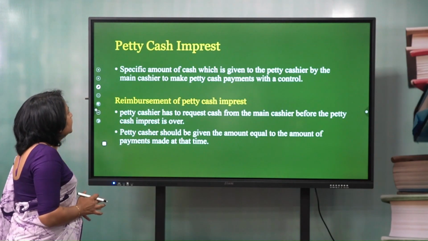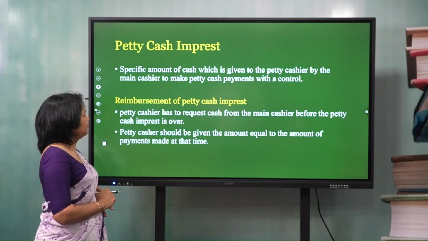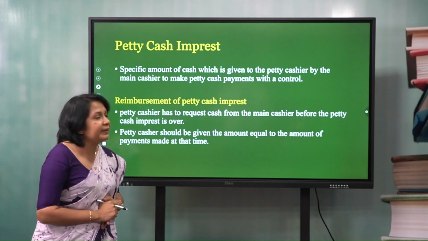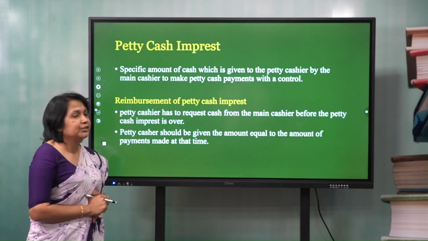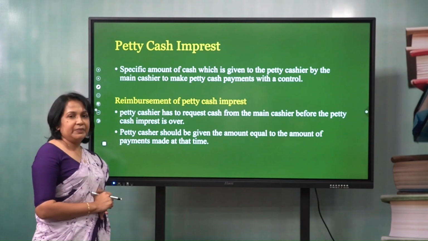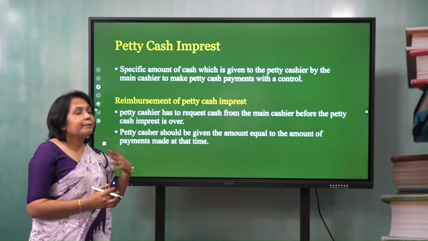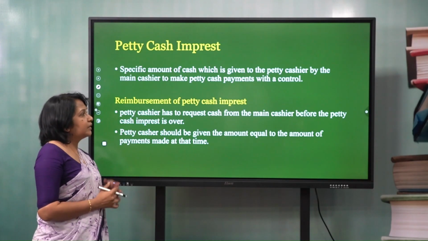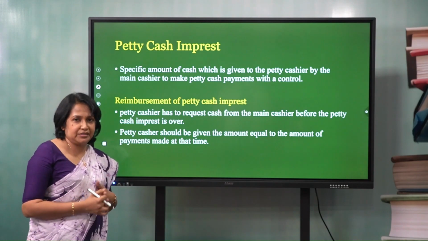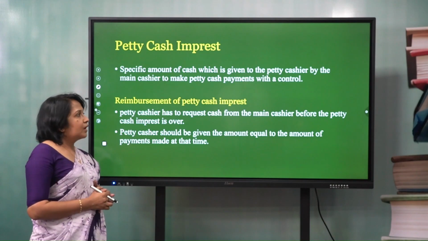Then I told you earlier a new word called petty cash imprest. That is the specific amount of cash which is given to the petty cashier by the main cashier to make petty cash payments with control. Now children, in the business, normally the cash book is handled by the main cashier, right? But in a business, we can see there's another cashier called the petty cashier. He or she is handling petty expenses.